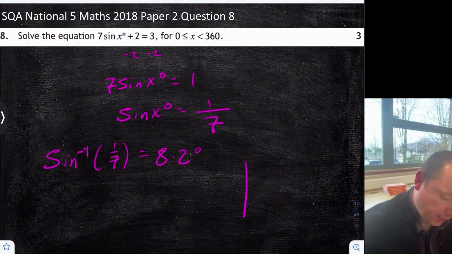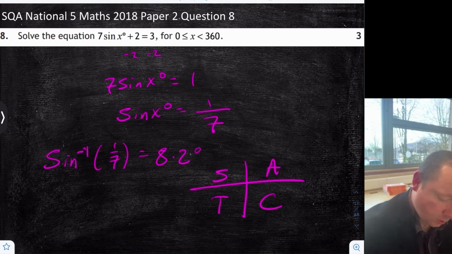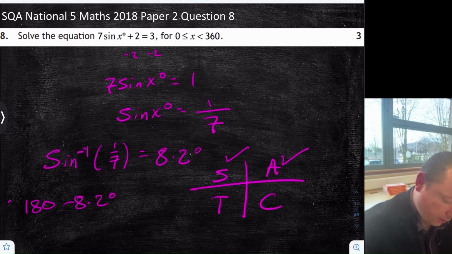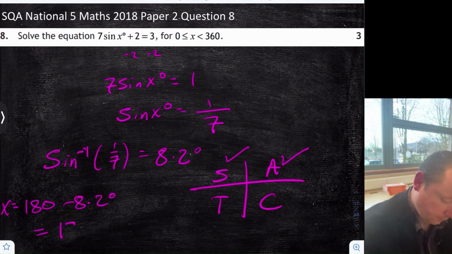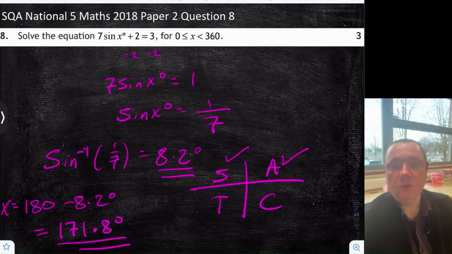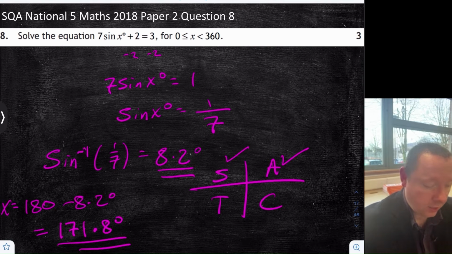And then CAST diagram as normal. Sine is positive, so it's A and S. So I need to do 180 minus 8.2 degrees for my other answer. 180 minus 8.2 is 171.8. And we're done with our two answers. I'll underline both just to make sure we know that they are answers.